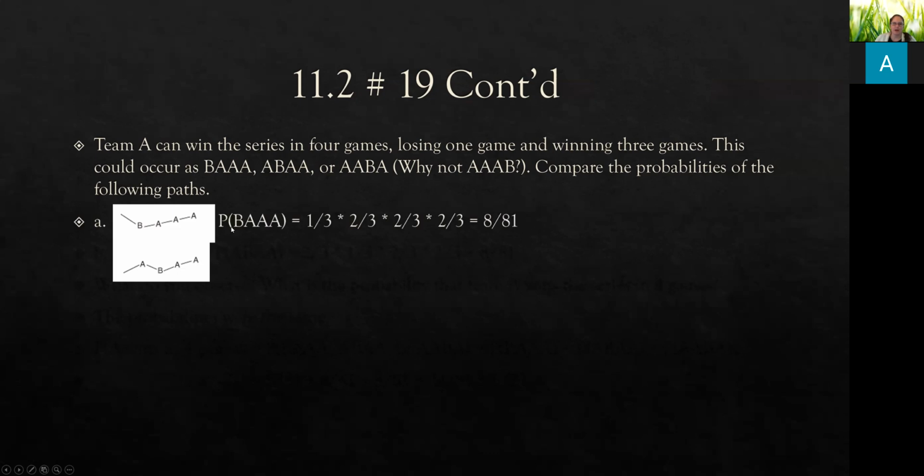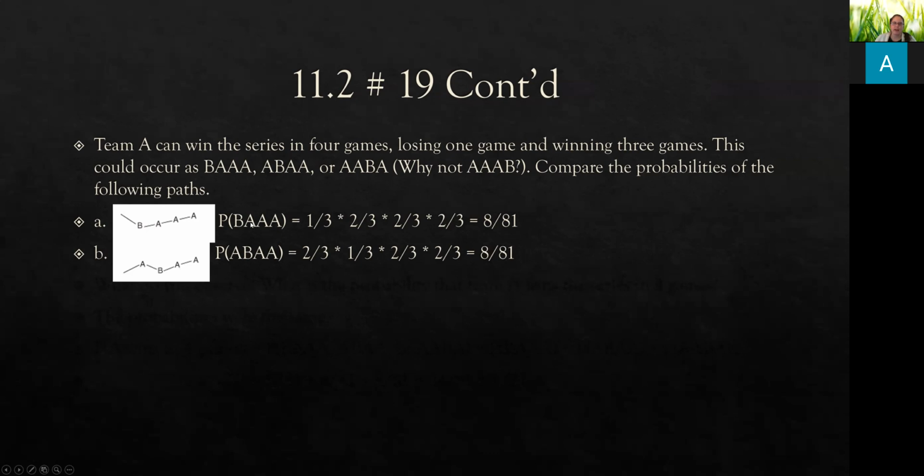So the probability of B and then A and then A and then A. Remember, there's a 2/3 chance that A wins. That means there's a 1/3 chance that B wins. So we have a 1/3 chance that B wins times 2/3 times 2/3 times 2/3. That gives us 8 out of 81. And the next one, A wins, there's a 2/3 chance of that. And then B wins, there's a 1/3 chance of that. And then A wins, that's 2/3, and A wins, that's also 2/3. So this also comes out to 8 out of 81, okay?